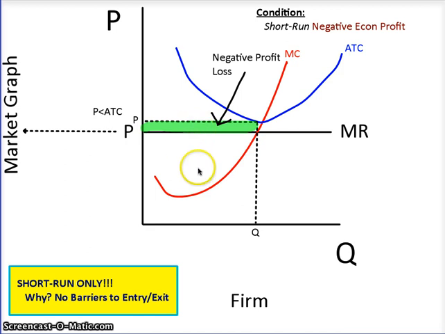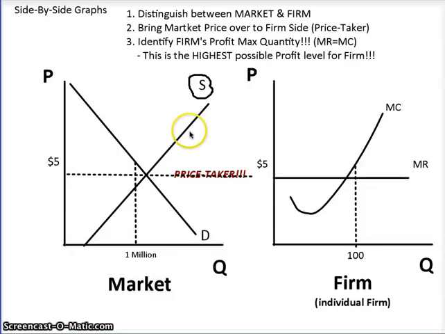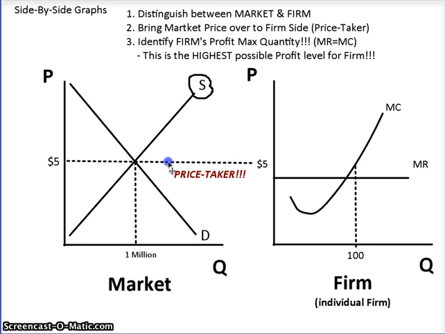Now, what's going to happen now? What's going to wind up happening here is this is short run. Again, this is short run. Why? Because there are no barriers to entry and exit. So what's going to begin to happen is, let's go back to this screen. Let me move this back to where it was.